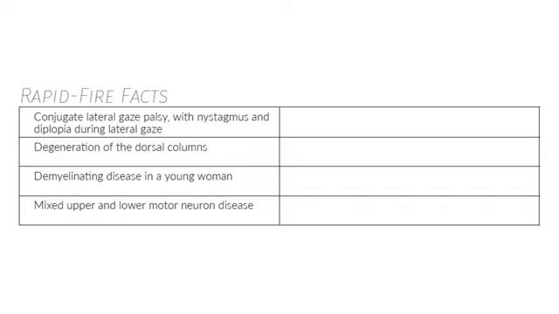We do have a few rapid fire facts. First one we have here is conjugate lateral gaze palsy with nystagmus and diplopia during lateral gaze, internuclear ophthalmoplegia. Next, we have degeneration of the dorsal columns. Remember, that's going to be tabes dorsalis that we see in tertiary syphilis.